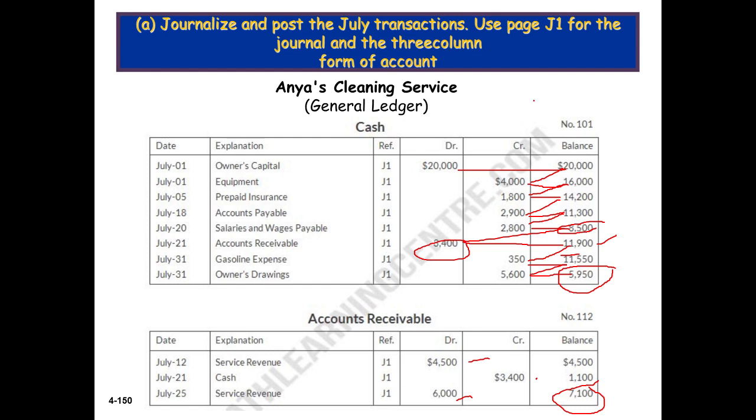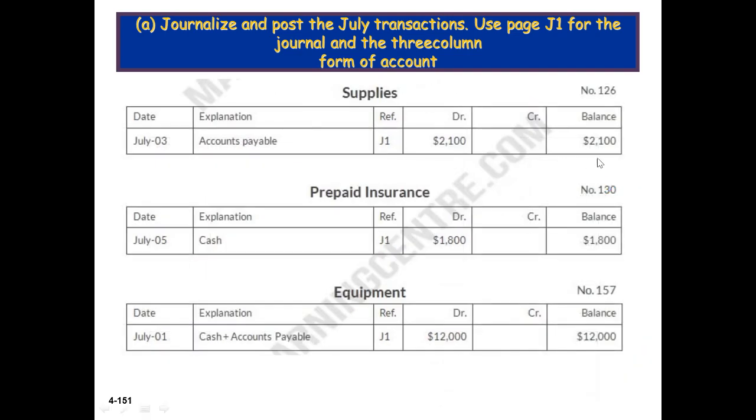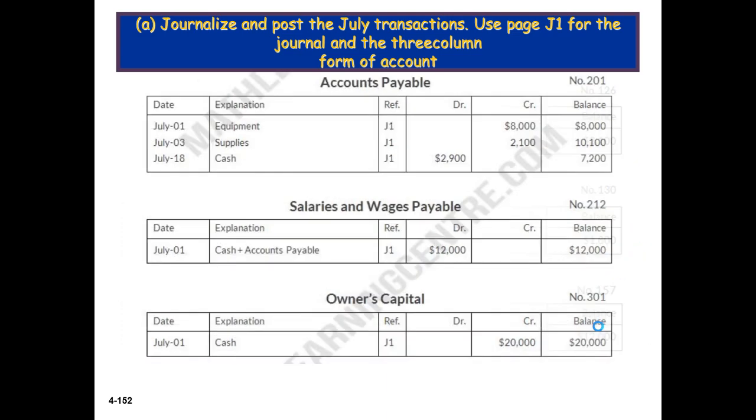So when we prepare our trial balance, this is the debit side and this is the credit side. Cash will be on the debit side, and accounts receivable also will be on our debit side. And supplies, this is a debit balance, prepaid insurance debit balance, equipment debit balance. In our trial balance we will use these balances. I think everybody is clear. Now we proceed to our next slide.